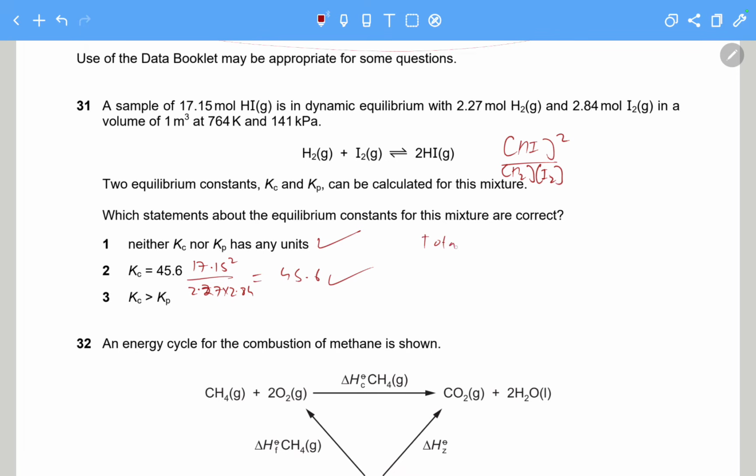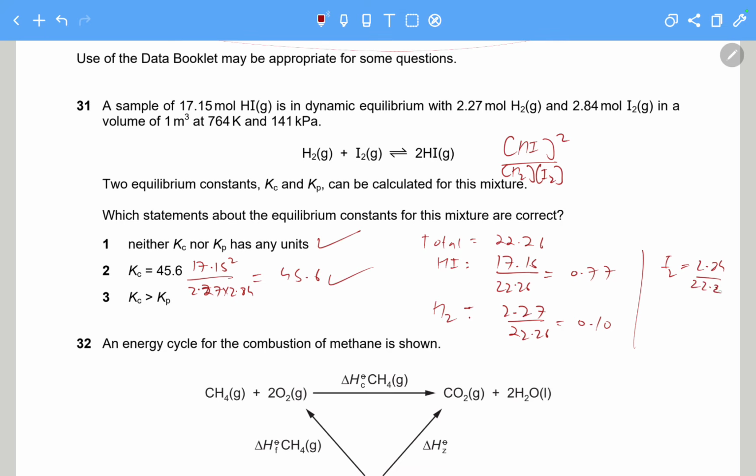So the total number of moles, we just add them up and we get 22.26. And then we calculate the mole fractions. So for HI, the mole fraction will be 17.15 over 22.26, which is 0.77. For H2, it will be 2.27 over 22.26, which is 0.10. And for I2, it will be 2.84 over 22.26, which is equal to 0.13.